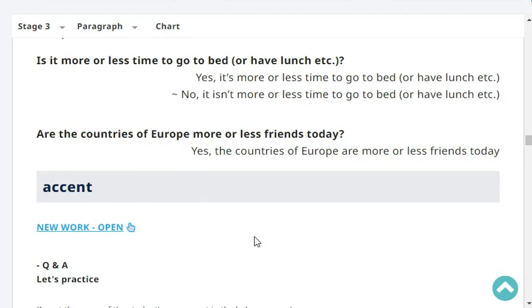Is it more or less time to go to bed? Yes or no? No, it isn't more or less time to go to bed. Yeah, because we just woke up.